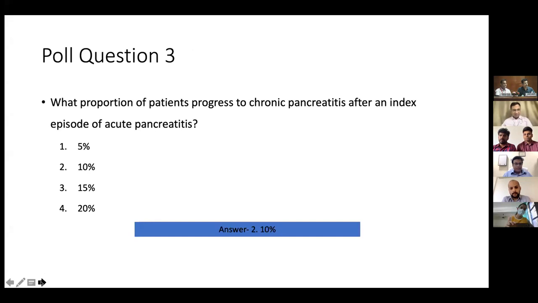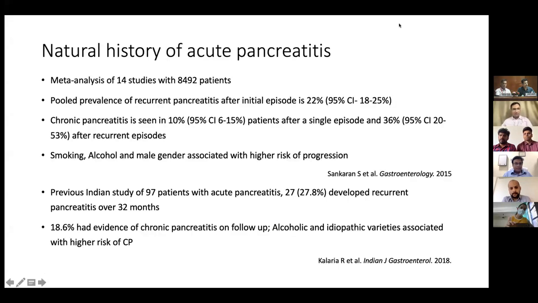So the answer is 10%. There is a meta-analysis of 14 studies published in Gastroenterology in 2015, almost 8,400 patients. Recurrence after an index episode was to the tune of 22%. Chronic pancreatitis is seen in 10% after a single episode, and in 36% after recurrent episodes. Smoking, alcohol, and male gender were associated with higher risk of progression.